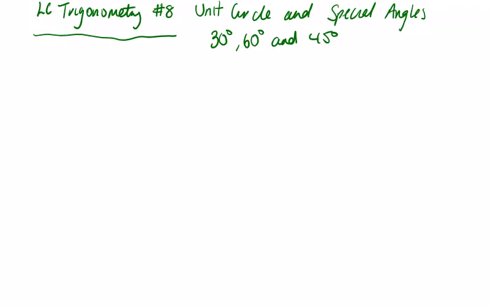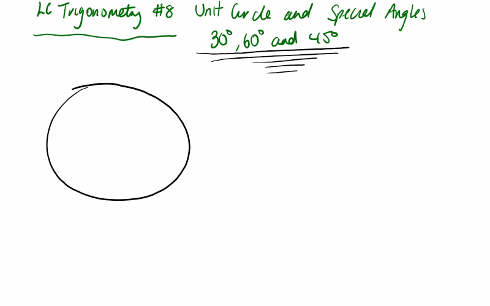In this video, we're going to look at the unit circle and the special angles 30, 60, and 45 degrees, which are the three angles you're going to come across more than any other in high school or leaving cert maths. So if we create a unit circle with a radius of 1, and if we draw a 30-degree angle in here.